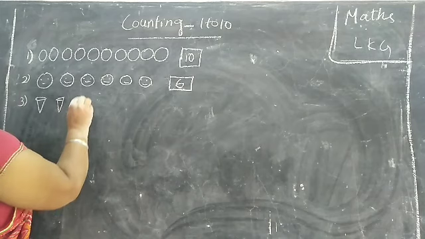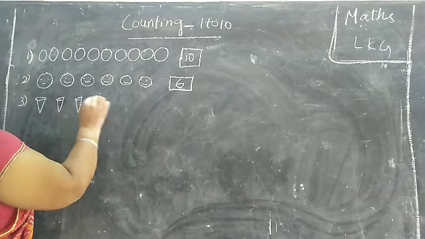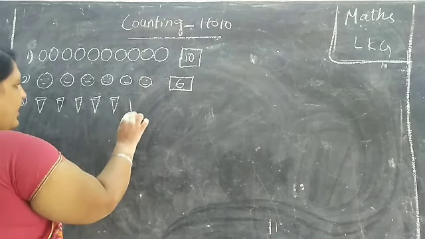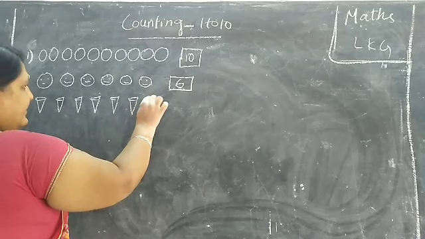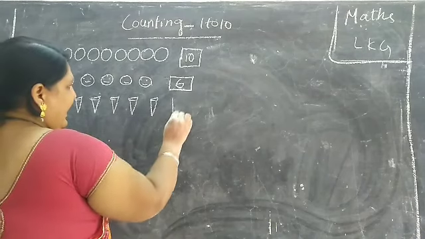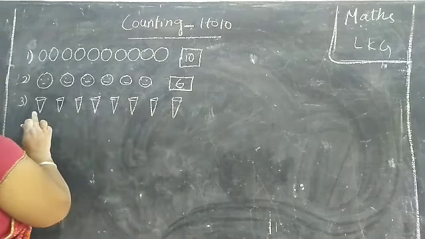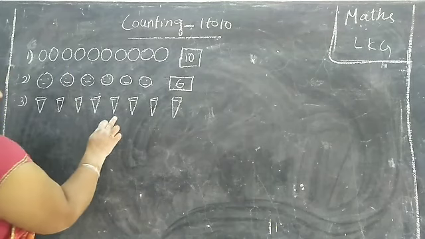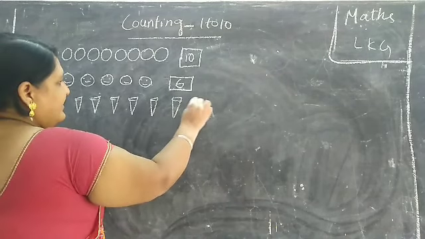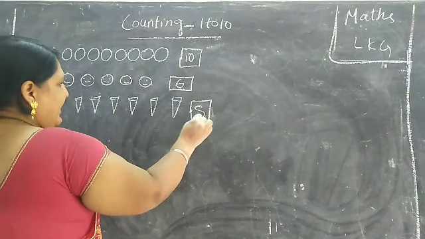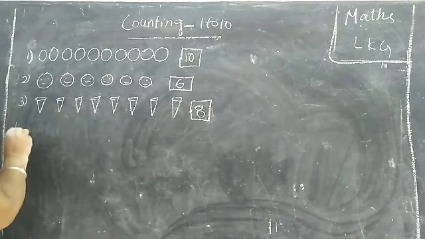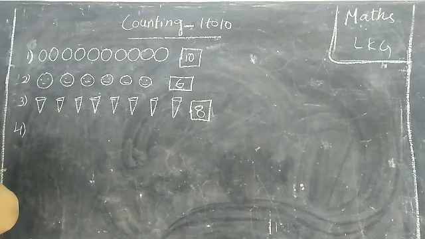So next, ice creams. 1, 2, 3, 4, 5, 6, 7, 8. One more time, children. 1, 2, 3, 4, 5, 6, 7, 8. So here we'll write 8 ice creams. Fourth one, children. Okay.